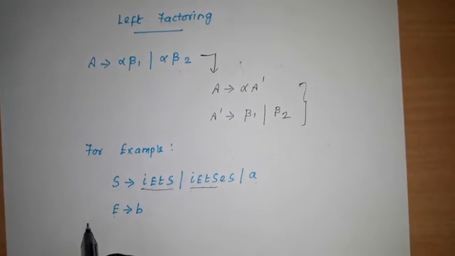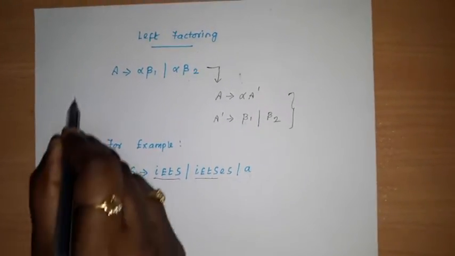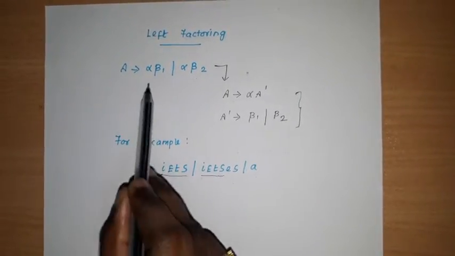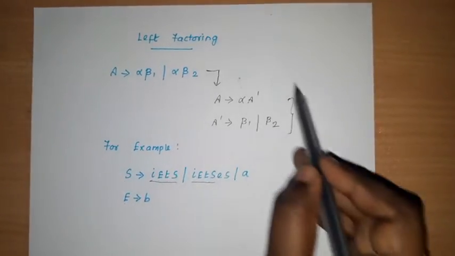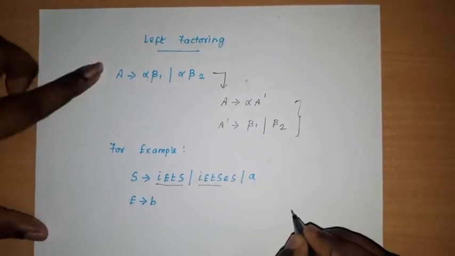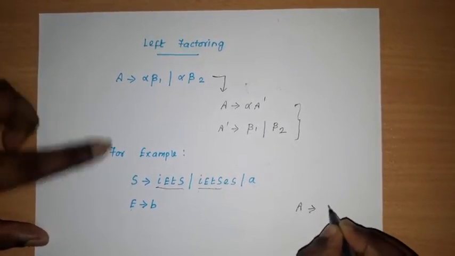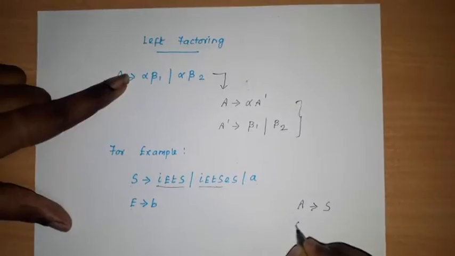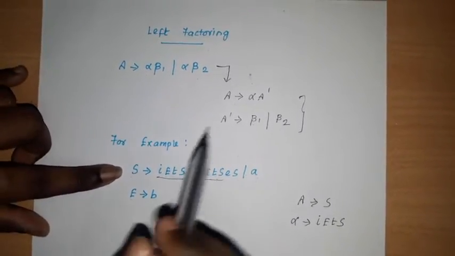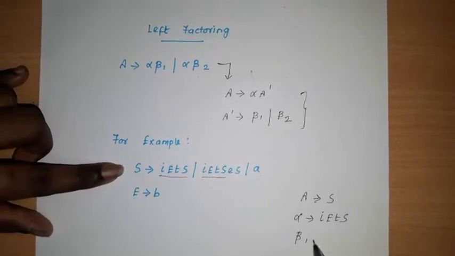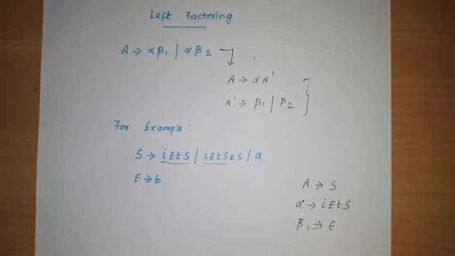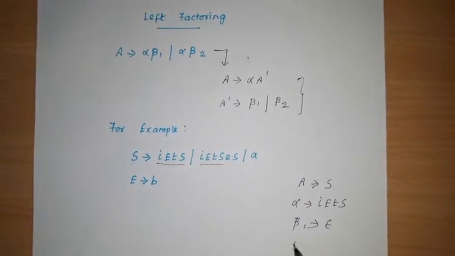I already told you, we compare the grammar with the original left factoring form and then write what is A, what is alpha, what is beta 1, and what is beta 2. Then we can easily eliminate the left factoring. Capital A is here capital S, alpha is iEtS, and beta 1 is epsilon, since there is no symbol for beta 1, and beta 2 is eS.